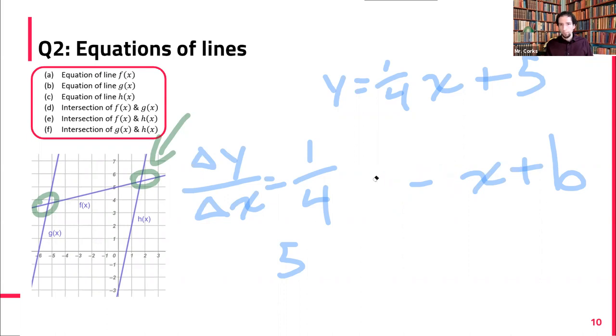F is a little different. What's the point of intersection of G of X and H of X? Yeah, they do not intersect. Okay, they don't intersect. So lots of ways we could see this. We could see the 2 slopes, see that the slopes are the same. So therefore they're parallel and they're not going to meet.